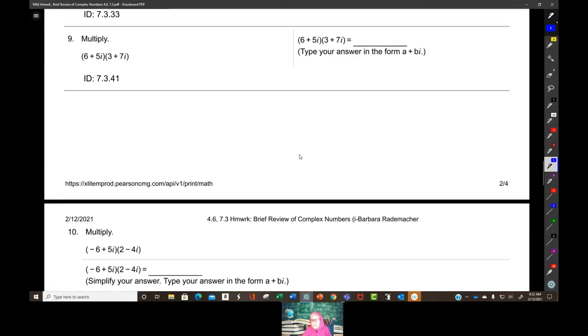Okay. Let's multiply. 6 times 3, 6 times 7i, plus 5i times 3, and plus 5i times 7i. Excuse me. So 6 times 3 is 18, plus 6 times 7i is 21i, plus 5i times 3 is 15i, plus 5i times 7i, that's 35.